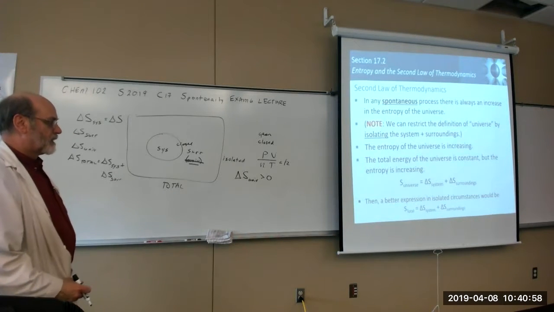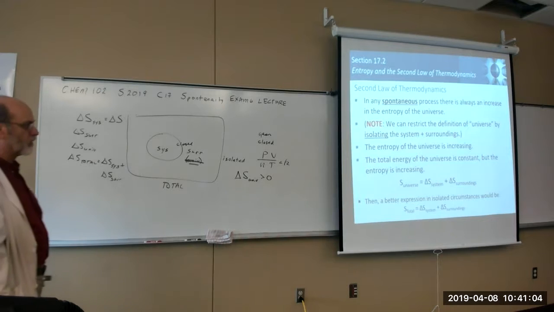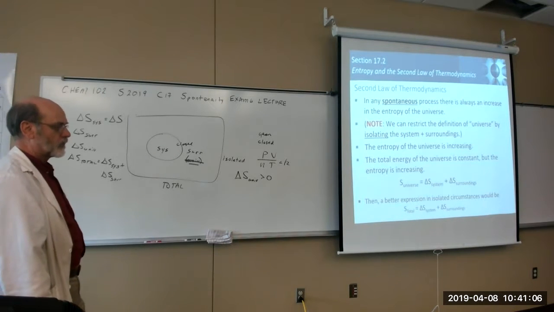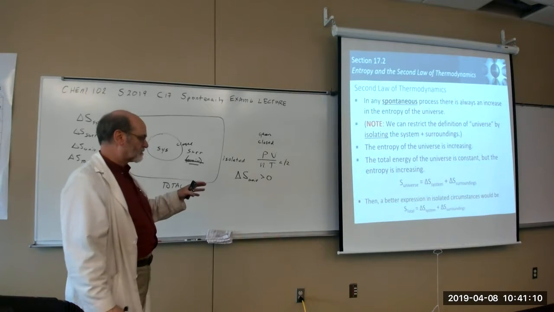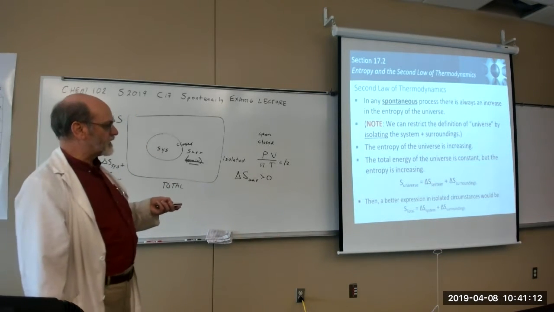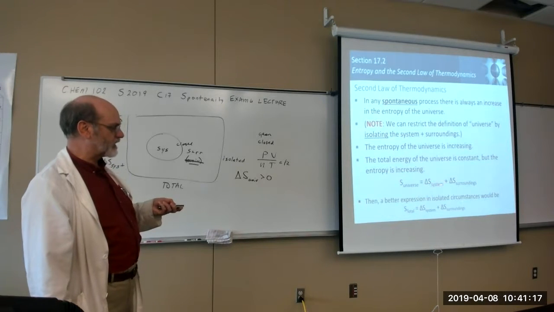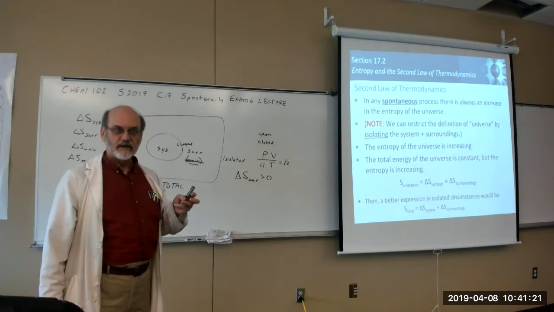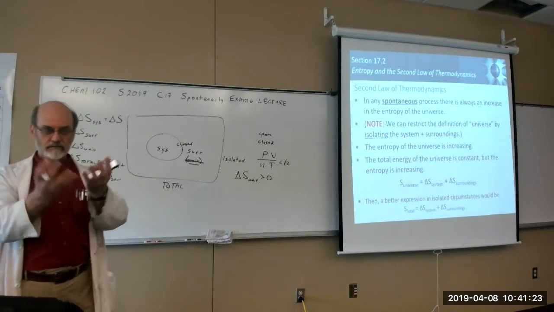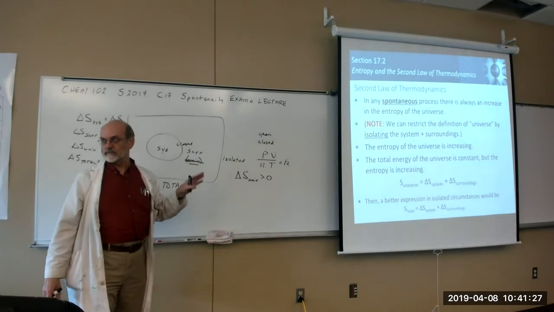Okay, so one way to determine whether a reaction is going to be spontaneous, we look at the summation of the delta S for the system and the delta S for the surroundings. And if it's positive, the total then will be spontaneous.